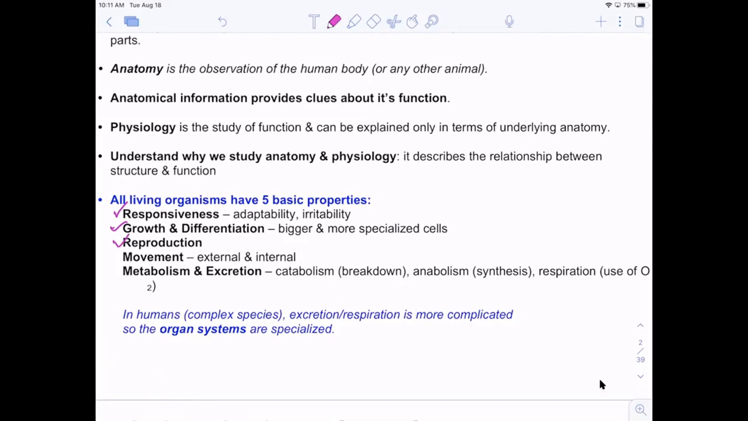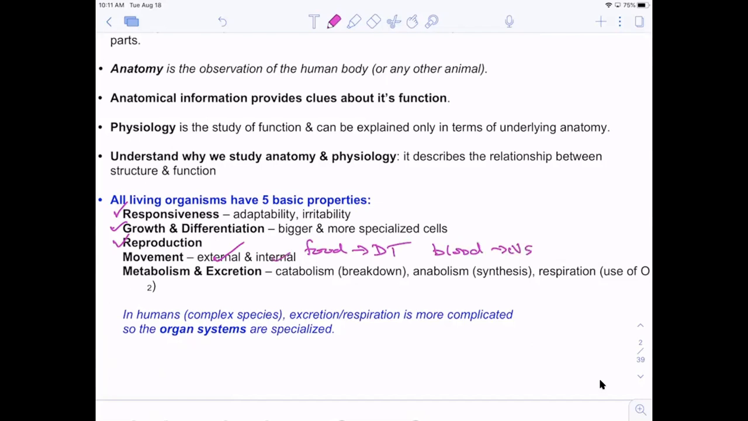Movement: there's external movement and internal movement. So external movement obviously is the organism moving around physically. Internal movement, though, would be, say, your blood moving through your arteries and veins, or food moving through the digestive tract, right? Or blood moving through the cardiovascular system. So that would be internal movement.